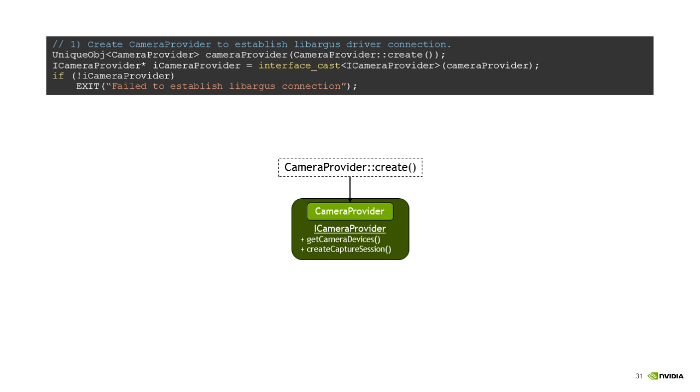Here we see the code that creates and establishes the driver connection by creating the camera provider using the static creation entry point, and the resulting object state below. The camera provider object itself is bright green, and the camera provider interface that provides methods wraps around that in the darker green.